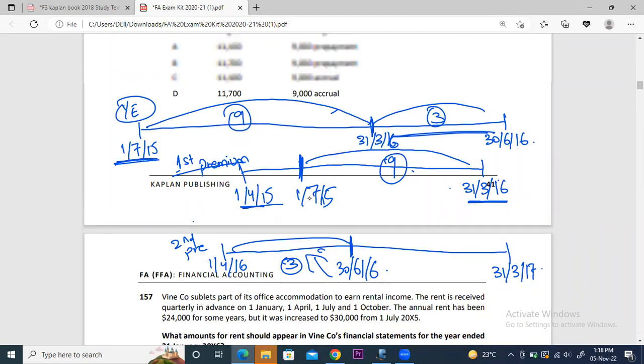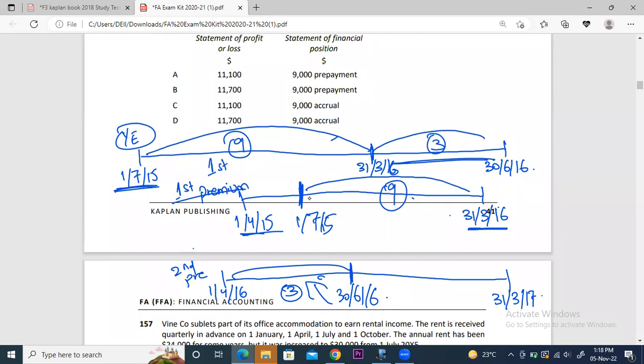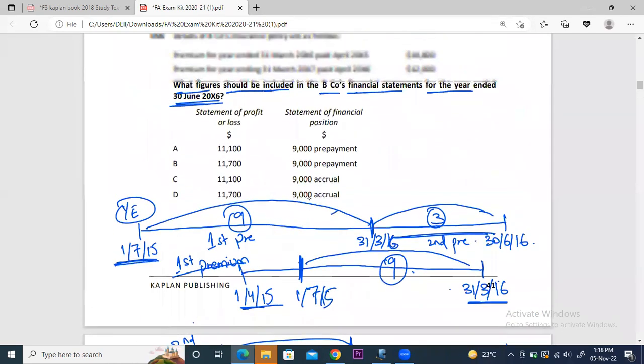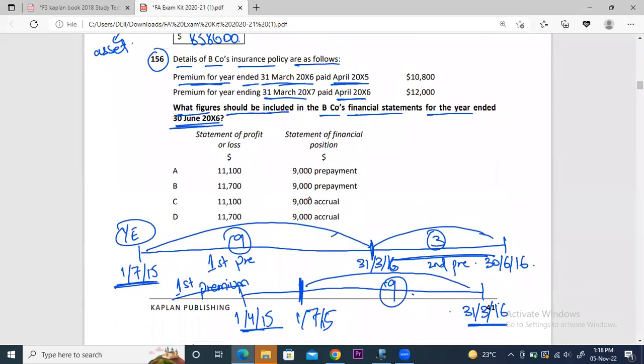So that means 9 months from the first premium we have taken and 3 months from the second premium, because the year end was in between, right? So they're overlapping each other. So this is the timeline method, sir. I personally think this is much easier than the T account, because in T account we don't know how to balance off the dates. So what we do is that the expense, this whole will be the expense.